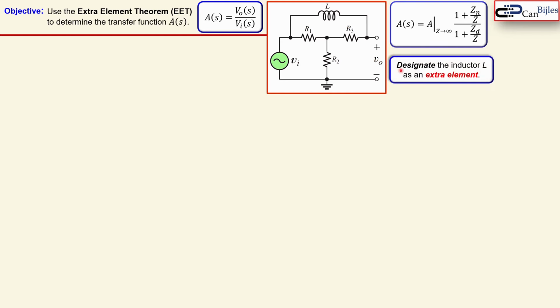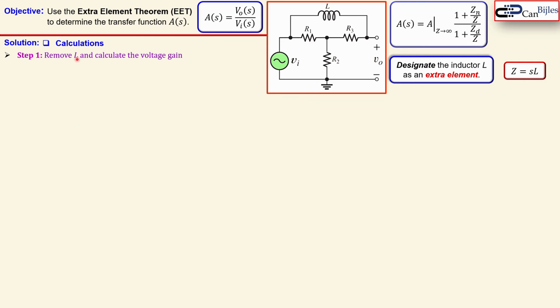In this case, we will designate the inductor L as our extra element. And in this case, as we said, Z will be the impedance of that element we have chosen, which is the inductor, and that's given in the Laplace domain as S times L. Alright, so we are actually ready to start. First, we show the calculations and then we will verify that in the simulations.